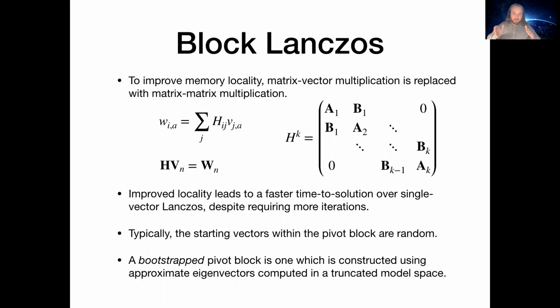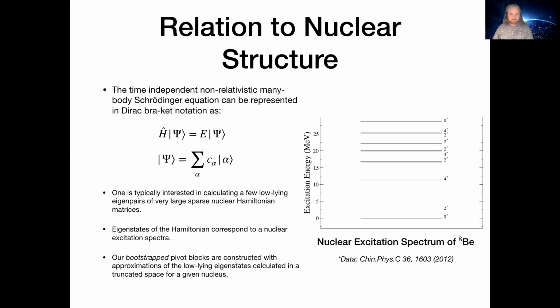Typically, when you run either method, Lanczos or block Lanczos, you have to have some kind of starting vector, like a random vector, or in the case of block Lanczos, a random block. Well, come to find out, maybe the random block isn't the best choice. So we recommend bootstrapping your initial pivot block. That is, replace those random vectors with vectors which are approximations of the part of the eigenstates you're actually interested in.